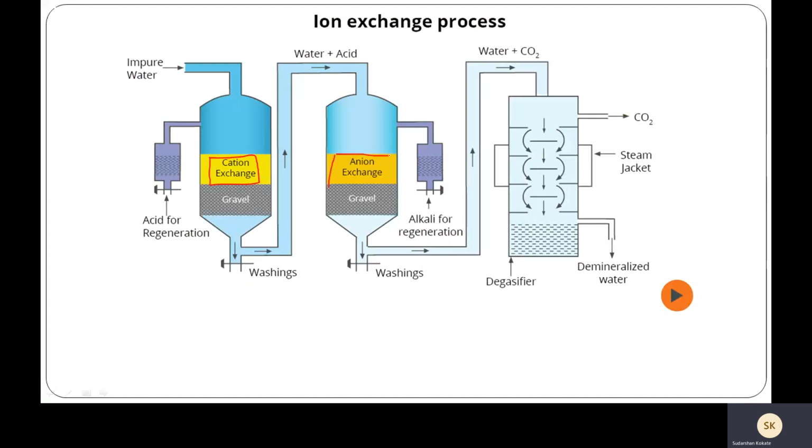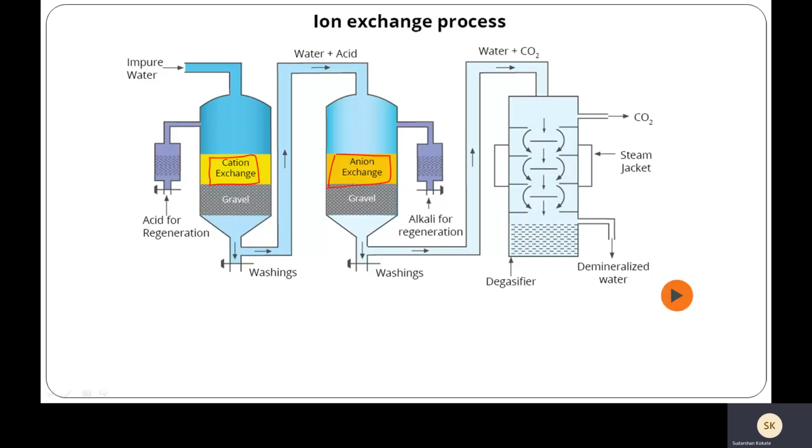In the cation exchanger chamber, the cation type of impurity is trapped. Then in the anion exchanger chamber, the anion type of impurity is trapped. But what happens? The H+ ion of the cation exchanger resin and the OH- ion of the anion exchanger resin are exhausted after some time and hence have to be regenerated.